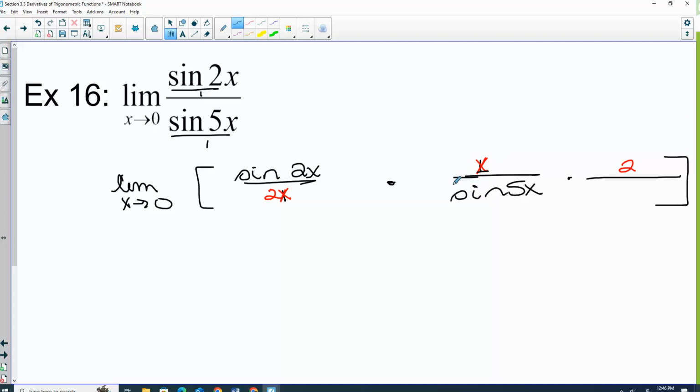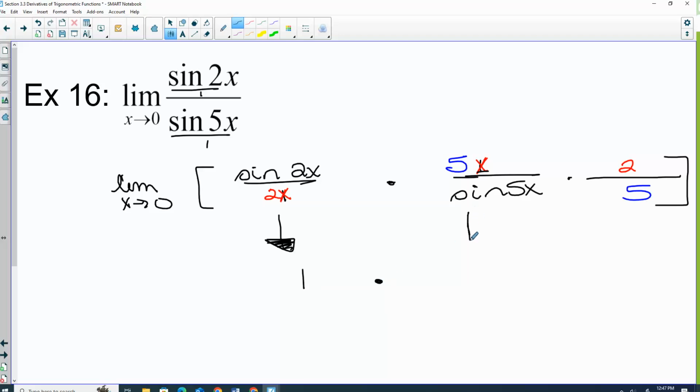All right, so the first one, is this in good shape? Yes, because my angle and my denominator match. Okay, over here, this is a sine of 5x, so I need a 5x with it. If I put a 5 on the top, I need a 5 on the bottom. Okay.